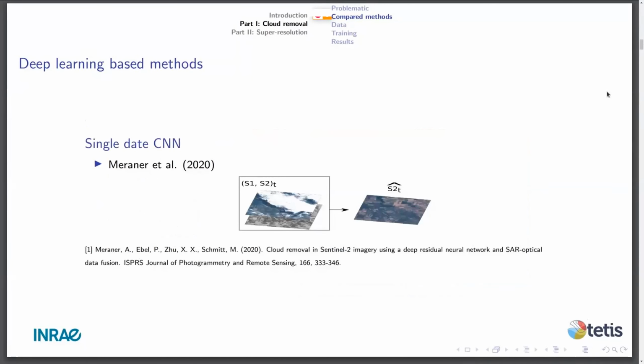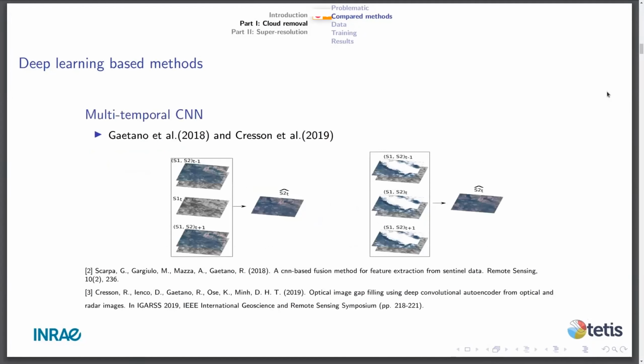The first deep learning method that we will test is the single-date convolutional neural network. It's a network that inputs one polluted Sentinel-2 image and one synthetic aperture radar image, and its goal is to reconstruct the optical image. The second kind of methods that we will use is multi-temporal convolutional neural networks. Those are networks that input multiple optical images and multiple synthetic aperture radar images to estimate the central acquisition of the optical image.